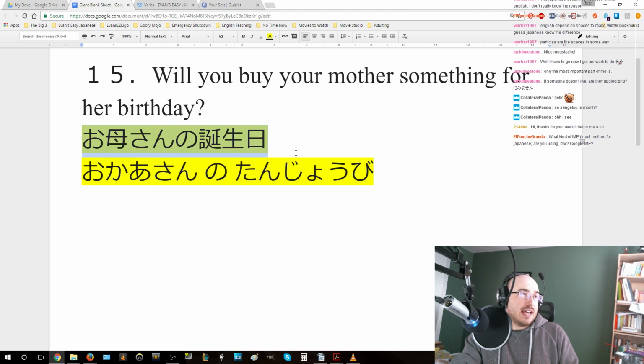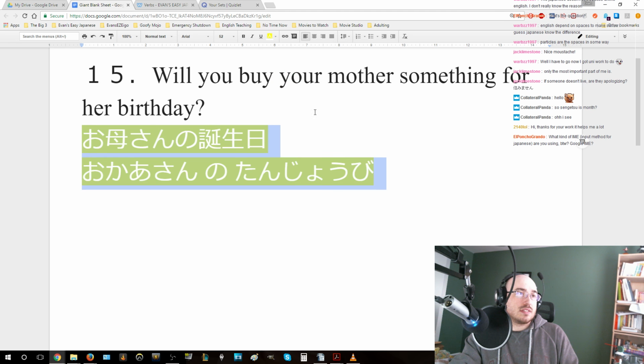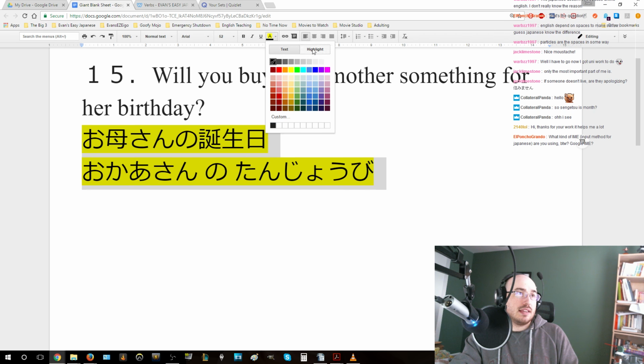I'm going to get rid of this highlighting because that's kind of annoying.